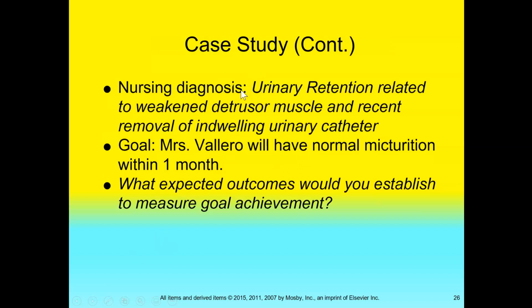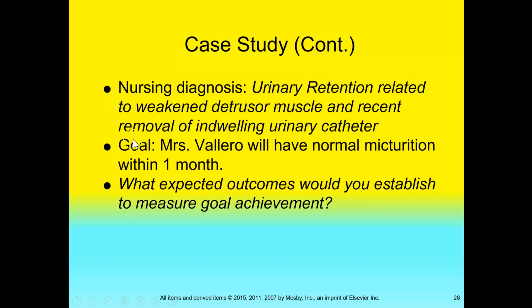So for instance, for that lady that we had talked about earlier, Mrs. Valero, she had urinary retention related to weakened detrusor muscle and recent removal of indwelling urinary catheter. That was her nursing diagnosis. So she's retaining urine, and it's related because her muscle is weak, probably because of her age and the fact that she has diabetes, and also because they removed the indwelling urinary catheter.